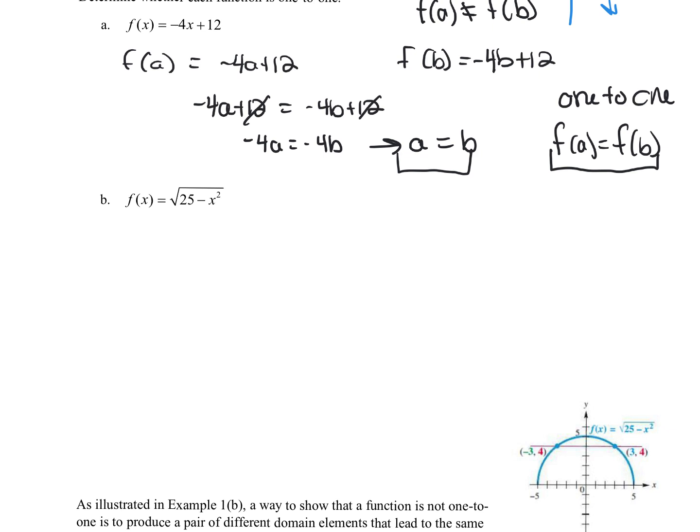Not my best drawing, I apologize, but there's my graph. We use the vertical line test to tell if something's a function. We use the horizontal line test to tell if it's 1-to-1. So when I draw horizontal lines on this, each horizontal line is only allowed to touch my graph, the line, once. Every time I draw a horizontal line, it only touches once. That's another way to tell that it's 1 to 1.